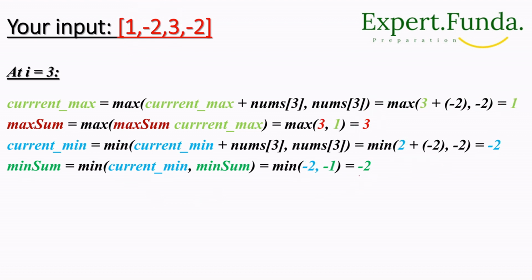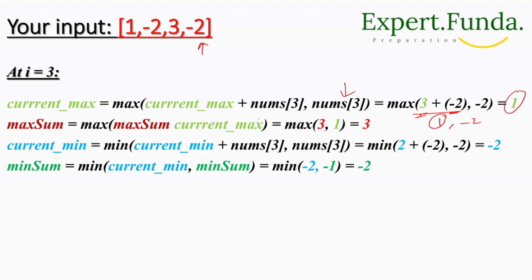Now go to i equal to 3. We are now here. Current max is what? Currently we have 3. Now at number 3, what do we have? -2. So we'll do this one. So we'll get what? 1 and -2. Which one is the max? So 1 is the max. So we have to update 1.